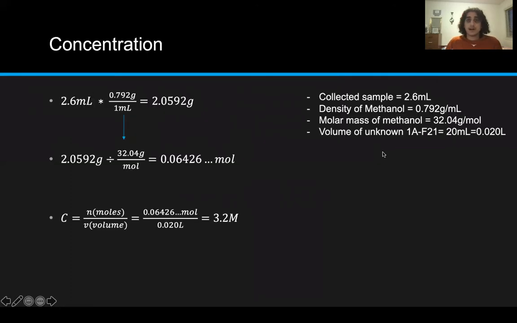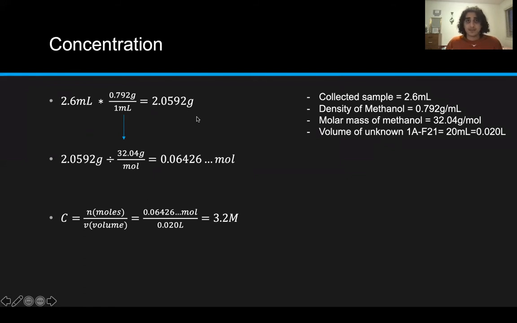And so finally, question one asks us to find the concentration. To find this, we're going to have to do a little math. The first thing we need is the total volume of methanol collected after the distillation. For me, this was 2.6 milliliters, and we're going to multiply this by the density of methanol. By multiplying it by the density, the volume cancels out, and we're left with the mass of methanol.